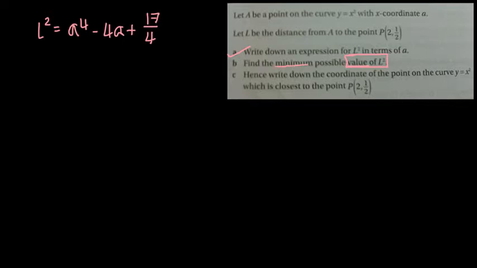But it's a minimum. Now, to find out whether something is a minimum, I'm going to need to differentiate the function, set it equal to 0, and then test on that point. So my function is a function of L squared in terms of A. When I differentiate it, I'm going to have d of L squared over dA. I'm differentiating L squared with respect to A, and that gives me 4a cubed minus 4.